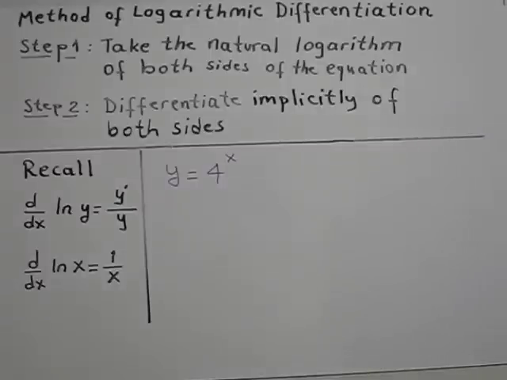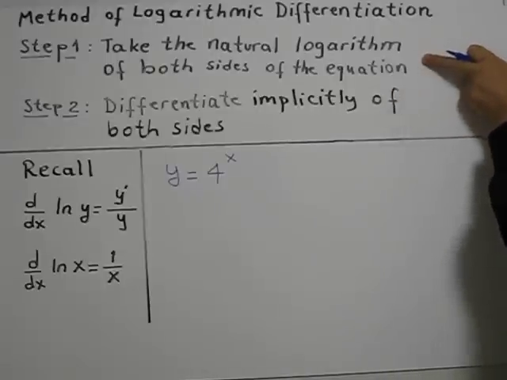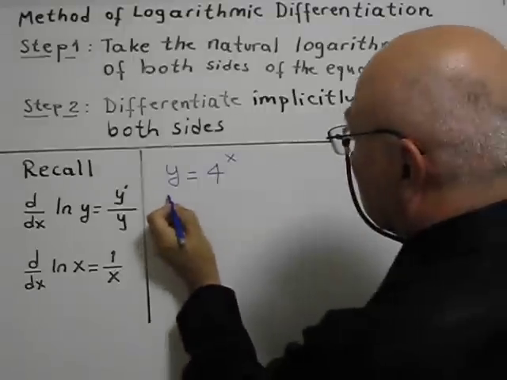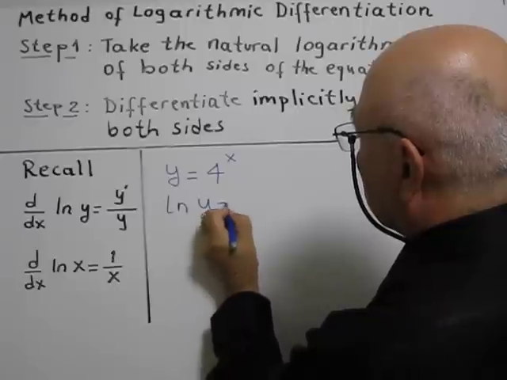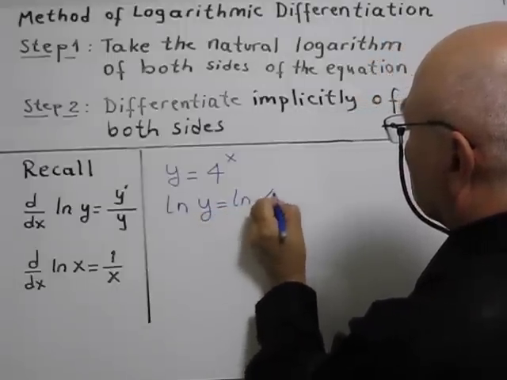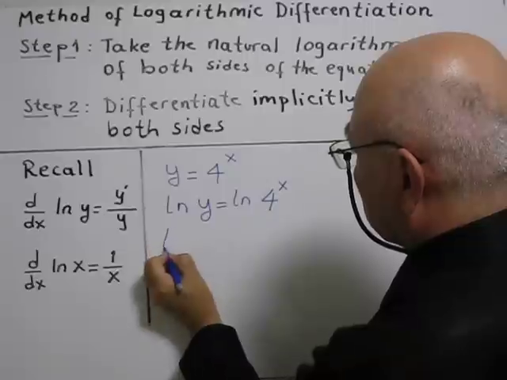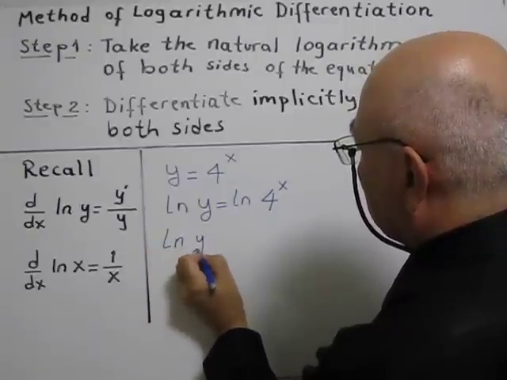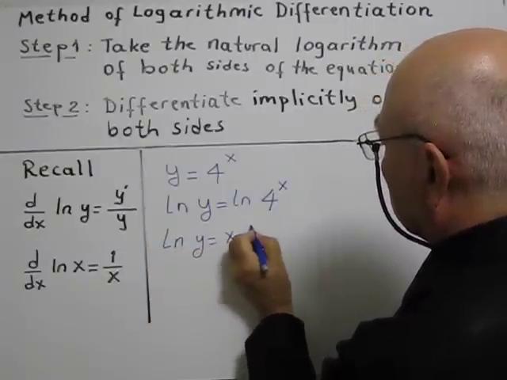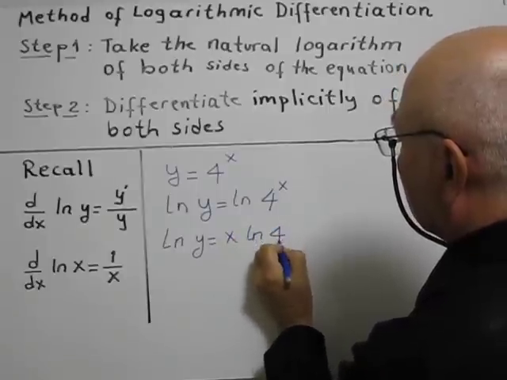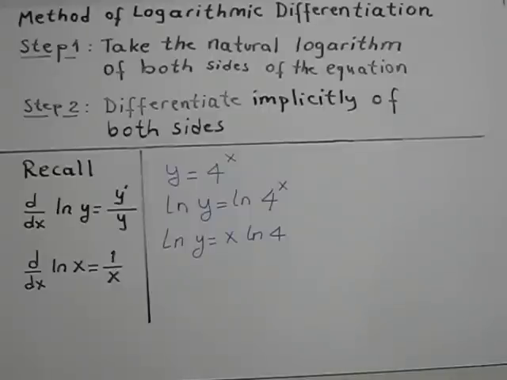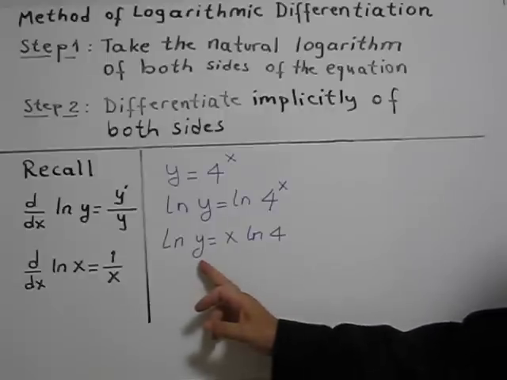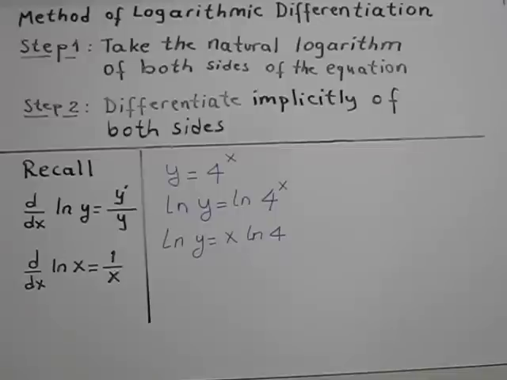Okay, step one, again, take the natural logarithm of both sides of the equation. So natural logarithm of y equals natural logarithm of 4 to the power x. So another step, ln y equals x comes to the front, ln 4. Okay, so we finished the first step. Second step, differentiate implicitly both sides. I forgot to say implicitly in the first example. Implicitly means if it is not just y, then we have to use implicit differentiation.